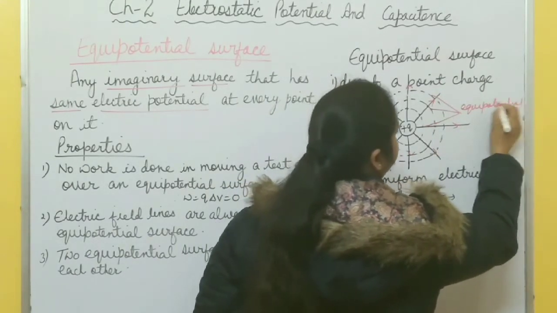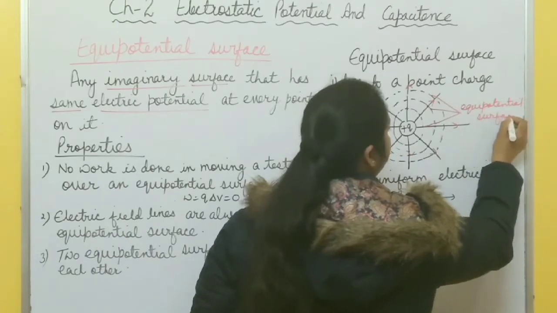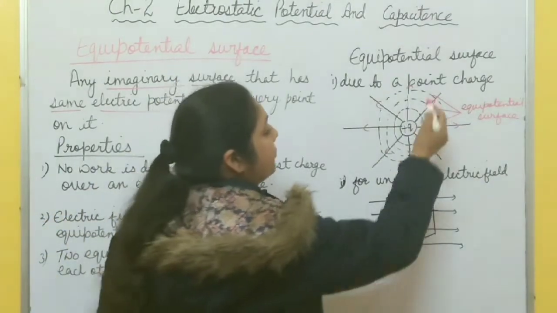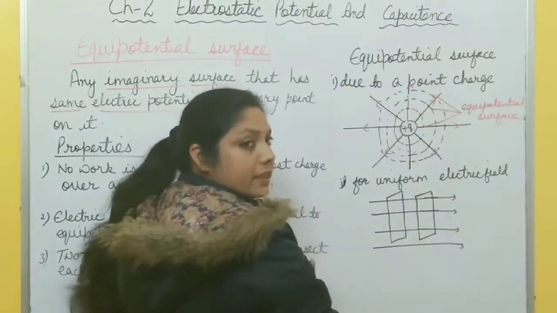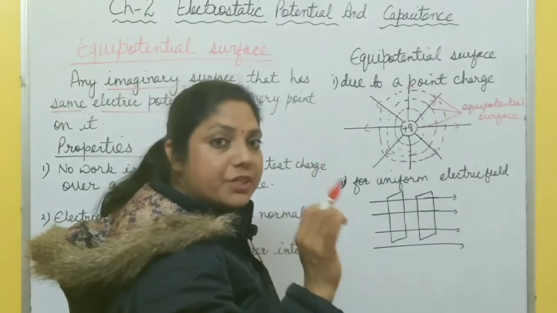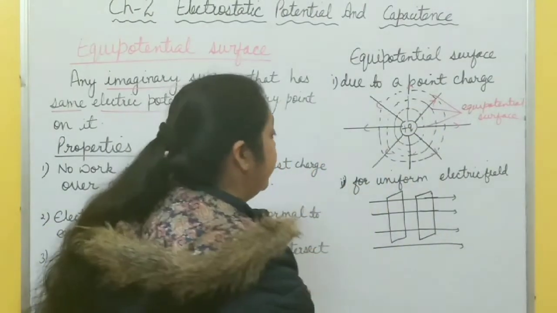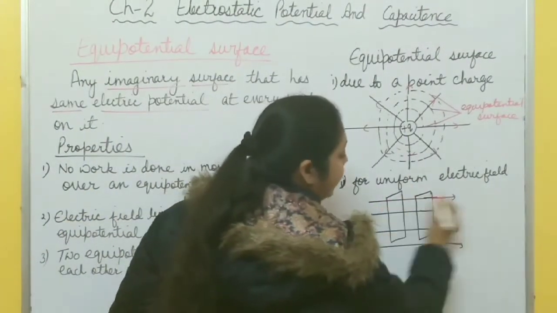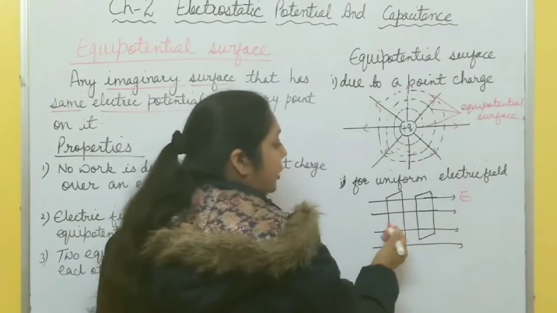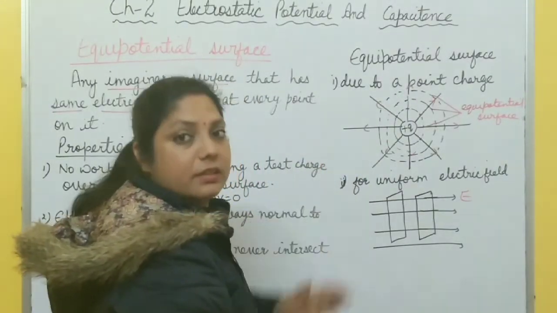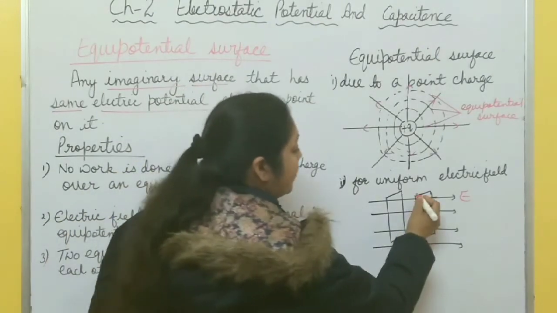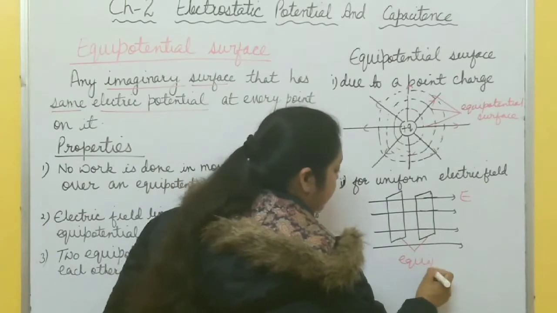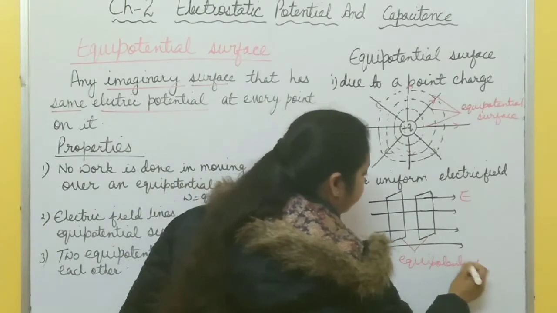So you have to draw the equipotential surface for a point charge like this one. If it is a negative charge, you just draw the field lines towards the charge, and everything else is the same. For a point charge, the equipotential surface is spherical in shape. For a uniform electric field also, suppose this is a uniform electric field E, and you have to draw the equipotential surface. You just draw this plane. This plane shows the equipotential surface for a uniform electric field.